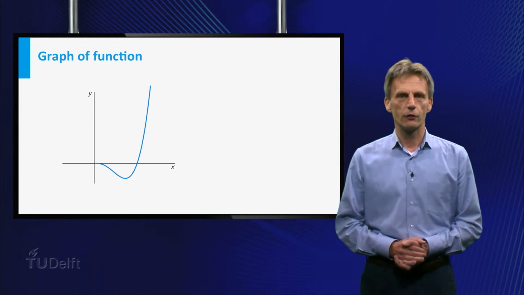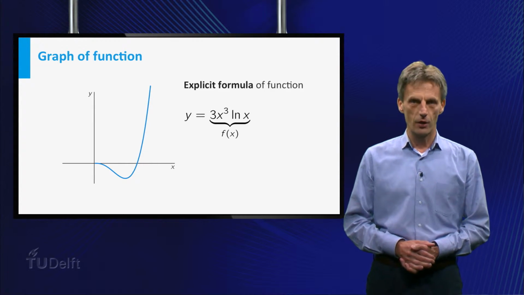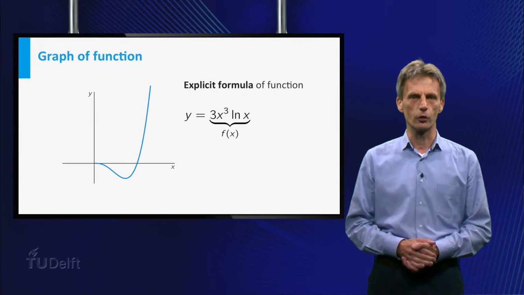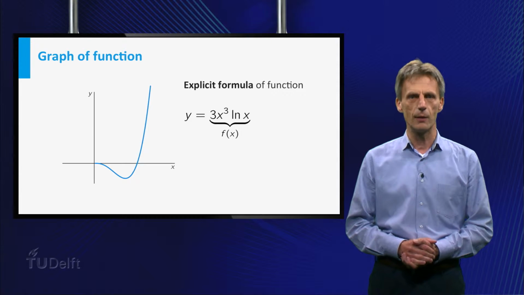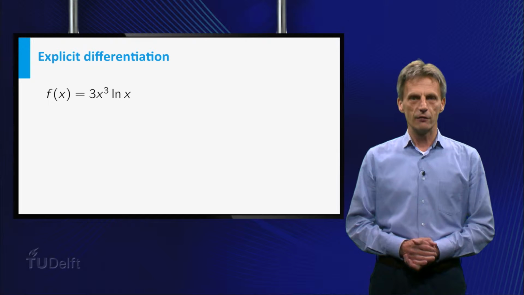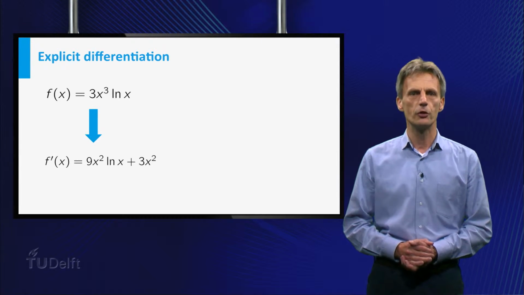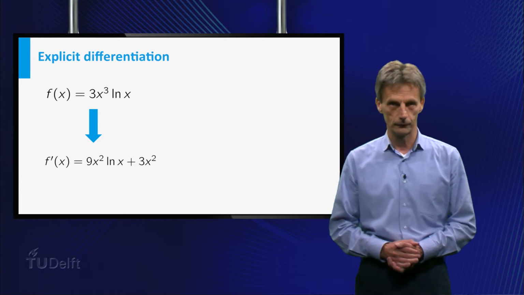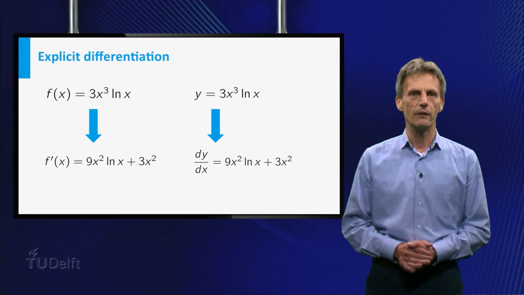Let's have a look again at the first curve, which is the graph of a function. In this example, we have an explicit formula for the function, namely y is 3 times x to the power 3 times the natural logarithm of x. Given such an explicit formula f of x for the function, we can compute the derivative f prime by differentiating the function f. Alternatively, the derivative is often denoted by dy/dx.